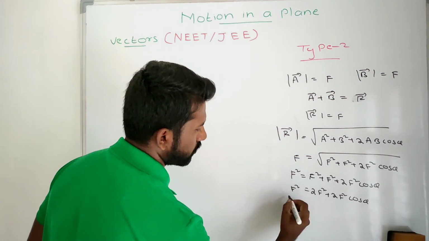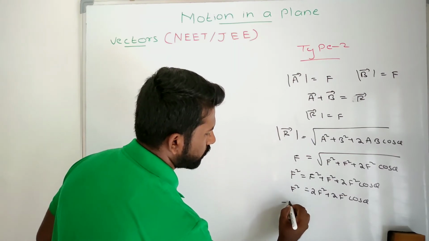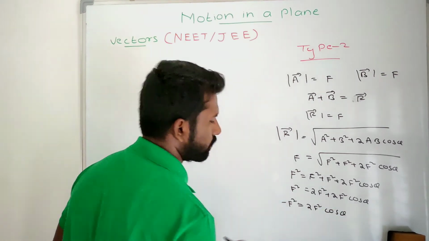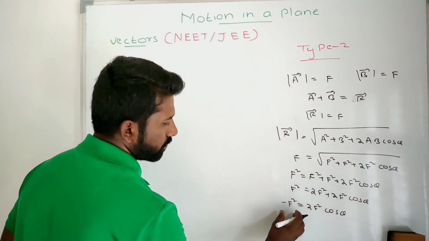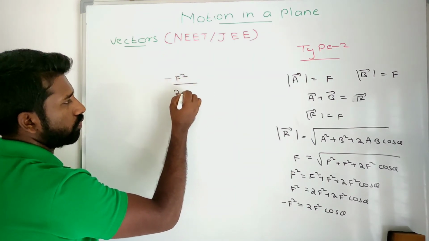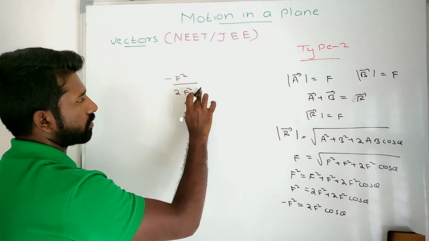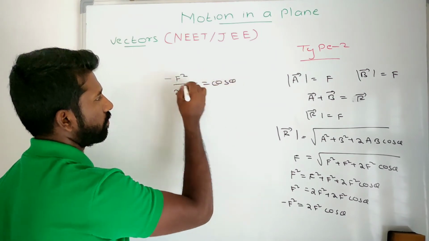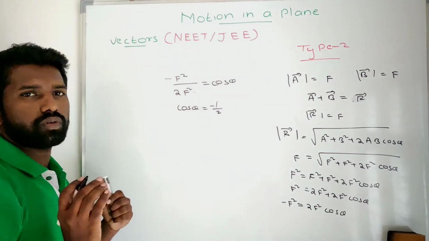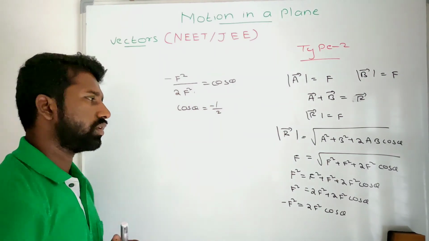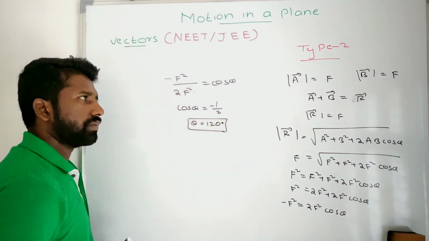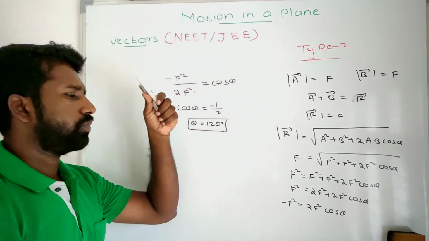This 2 F square comes to this side. So F square minus 2 F square, so minus F square is equal to 2 F square cos theta. Okay. So this 2 F square take it to this side. That means minus F square divided by 2 F square is equal to cos theta. What is this? That is cos theta is equal to minus 1 by 2. If cos theta is equal to minus 1 by 2, theta is equal to 120 degree. Okay. This is about type 2.